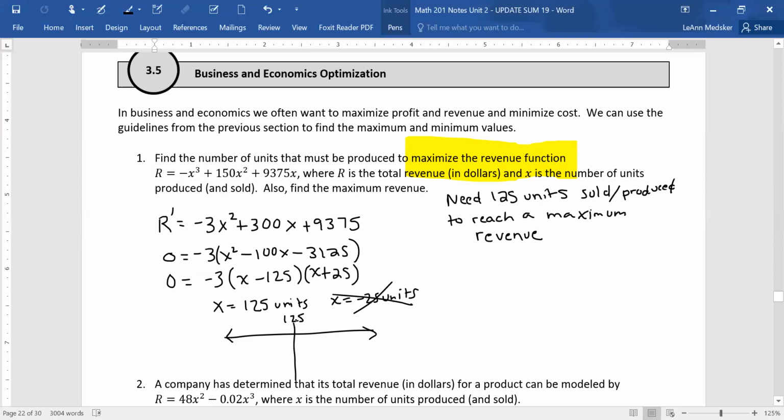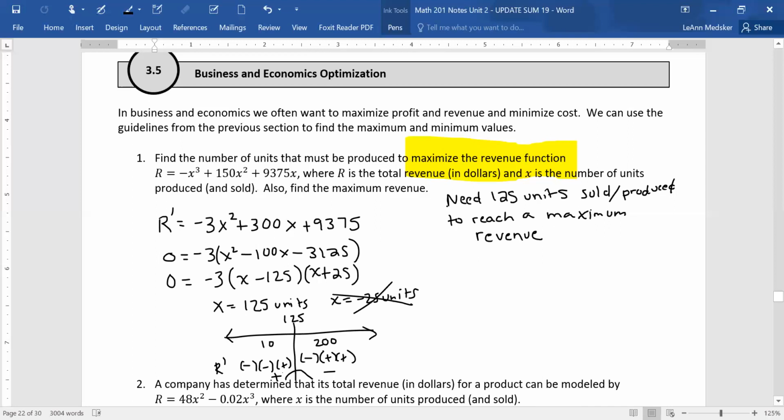You would put 125 in the middle of your number line, and then you would pick a number smaller, say 10, and something bigger, say 200, and you would plug them into R prime. If we plug in 10, that would be a negative times a negative, because I'm plugging it into my factored form, and then times a positive. So that's a plus overall for that region. And if you plug in 200, you'd have a negative because of the negative 3 times a positive. And that's increasing to decreasing, so that is a maximum. You can always verify that if you want to. But if you have a single possibility, it's pretty much the answer.